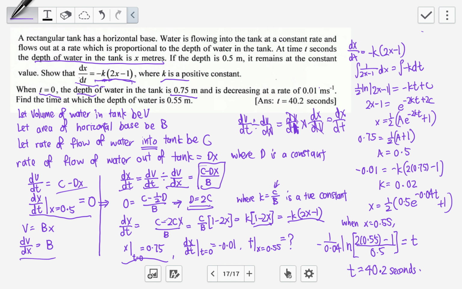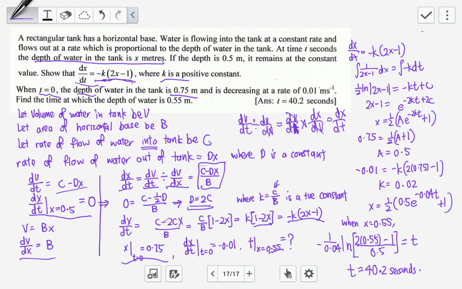Okay, so then find the time at which the depth of water is 0.55 meters. So this is what we want to find. We want to find the time when x equals 0.55 meter. This line just means when. So what do we want to find? This is very clear what we want to find.